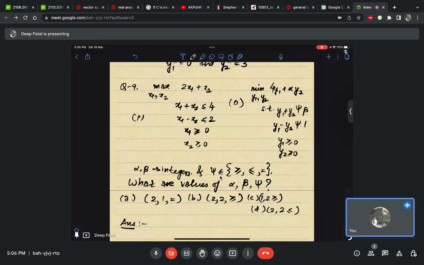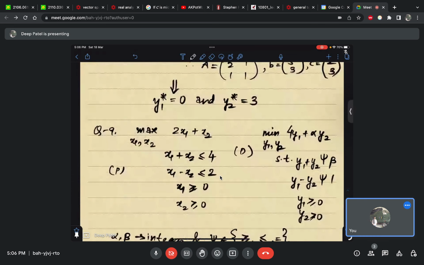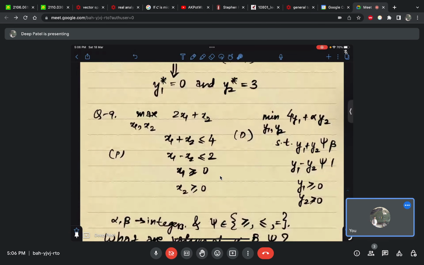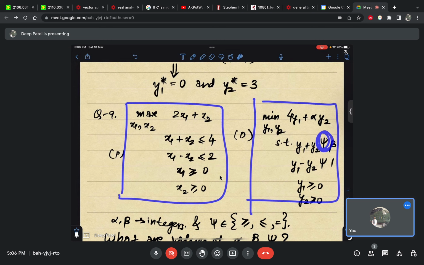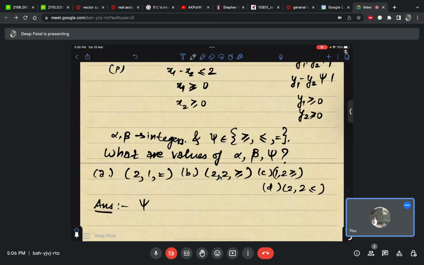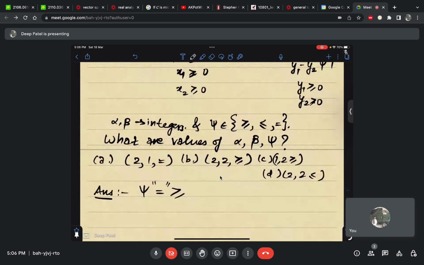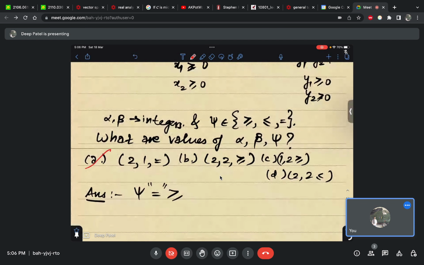One thing we already know: if we have an LP problem which is stated like this, and we know the dual form is stated like this, then we know what the sign should be, right? So psi is what? Psi should be greater than or equal to, yeah. So that means a few options go right away. So only B and C remain.